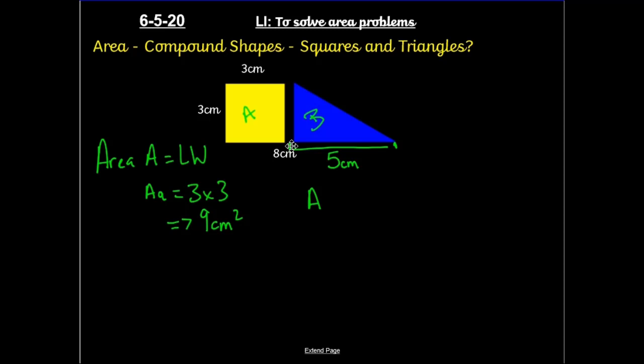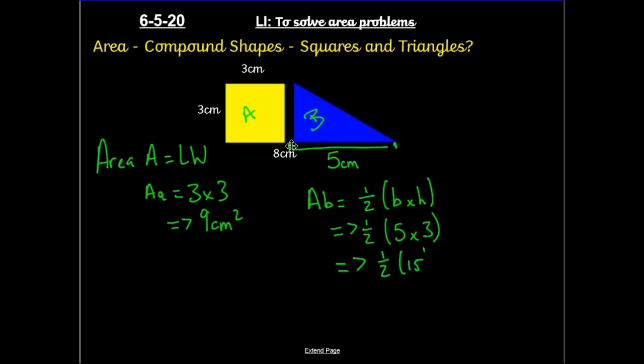So the area of B, which is a triangle, is a half of base times height. So that goes to a half of, in this case, 5 times 3. 5 times 3 is 15, so it's a half of 15. And 1/2 of 15, well, that would equal 7.5 centimetres squared. Have I finished? Of course not.